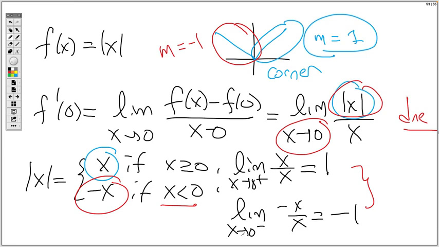So this is what they call a corner. A corner is what happens when you have two different finite slopes that don't match up. You with me or not? So corner, finite slopes, they don't match. That creates a corner. That's a sharp turn in the graph. It's not locally linear. Okay? Any questions on this example?